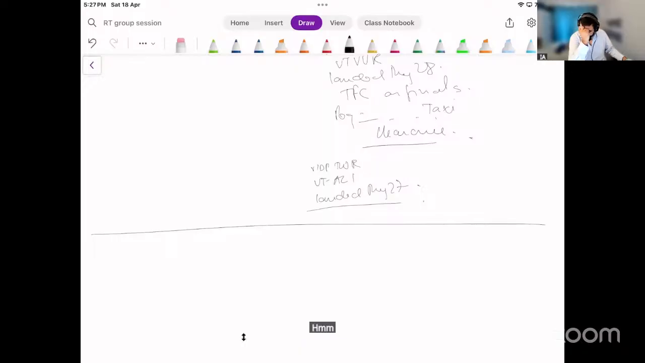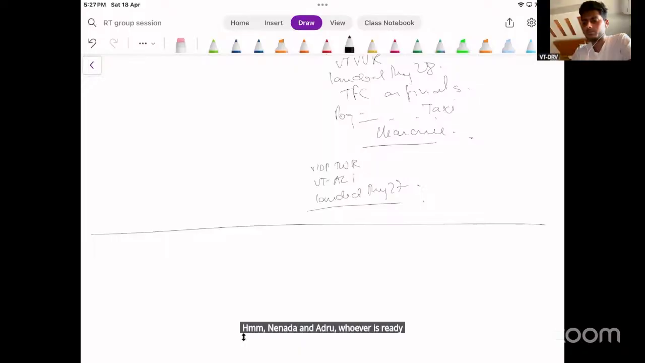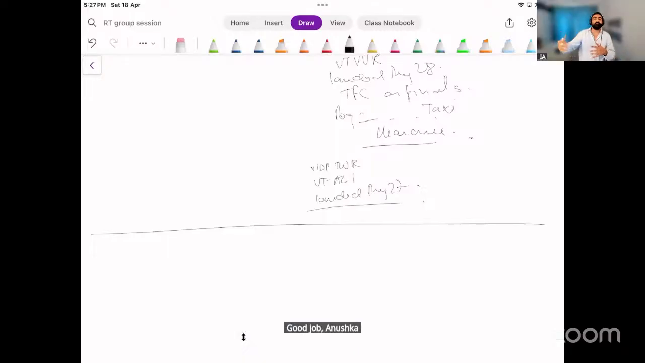Ninad and Adhru, whoever is ready. Yes. Good job, Anushka. And then we can further comply with the, not taxiway, but the taxi instructions, and then park.